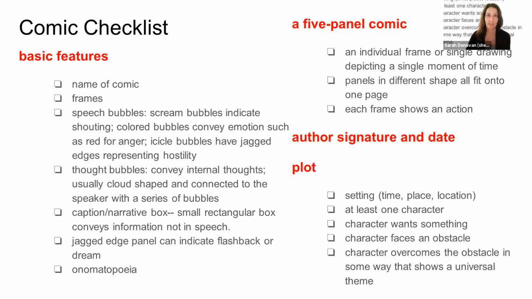Okay, so here's a comic checklist for you. Make sure that you have a name of the comic, frames, speech bubbles, thought bubbles, a caption, a narrative box, a jagged edge panel if you want to try a flashback, maybe try some onomatopoeia. In your 5-panel comic, have an individual frame or single drawing for each panel. The panels can be in different shapes, but they should all fit into one page or one photograph. Each frame should show an action, and then just double check that you have a setting, at least 1 character, 2 characters, maybe to have some kind of interaction.